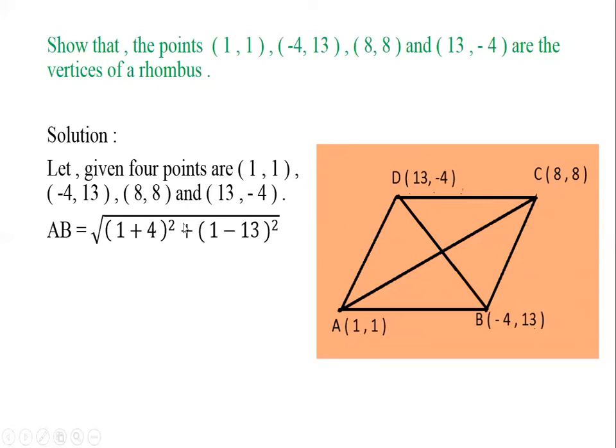Using distance formula, we get AB equal to root over (1 plus 4) square plus (1 minus 13) whole square. 1 plus 4, that means 5. 5 square equal to 25. 1 minus 13, that means minus 12. Minus 12 square equal to 144. 25 plus 144, that means 169. Root over 169 equal to 13.